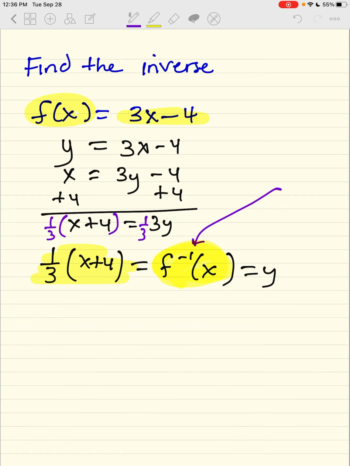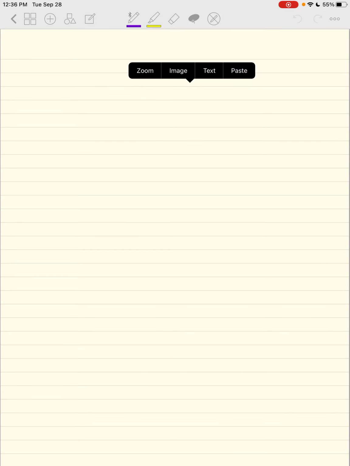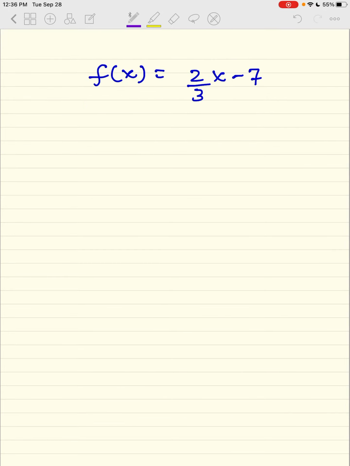Now, if I'm going too quickly, what I want you to do is pause the video and jot down any notes that you wanted to jot down. Okay, let's try another example.